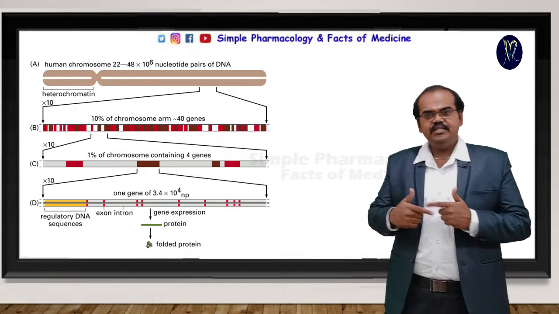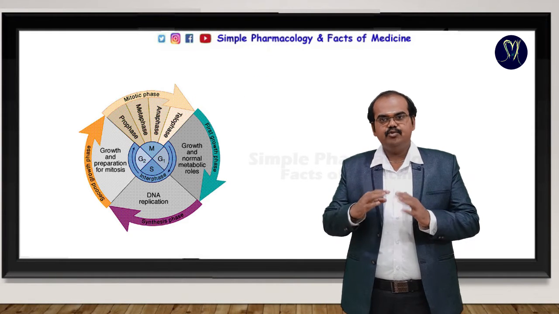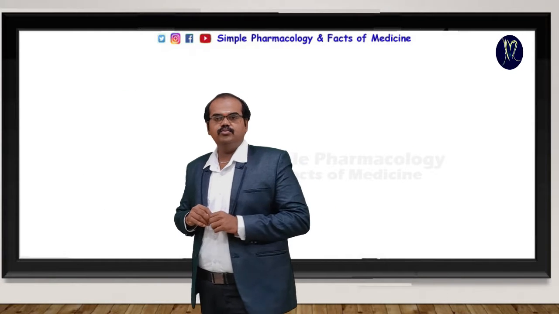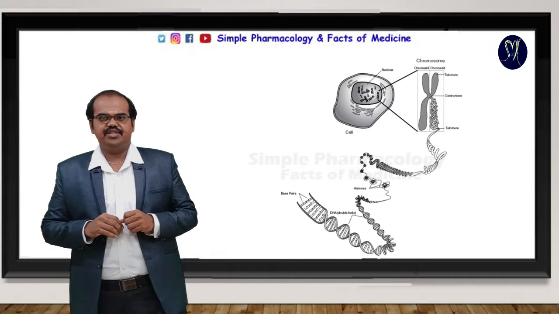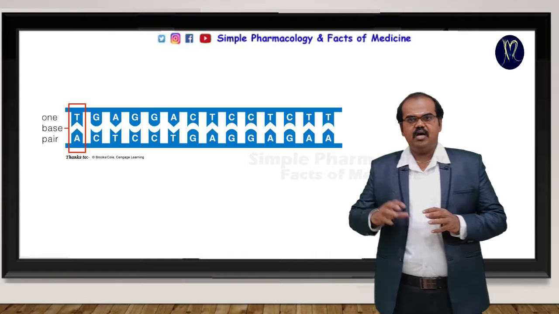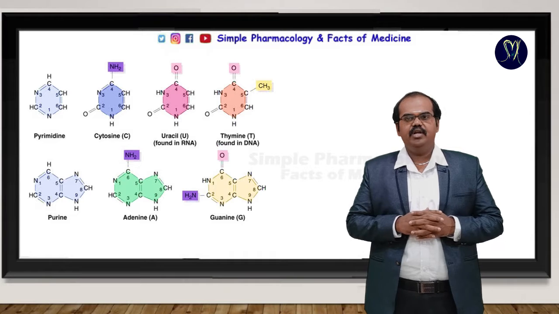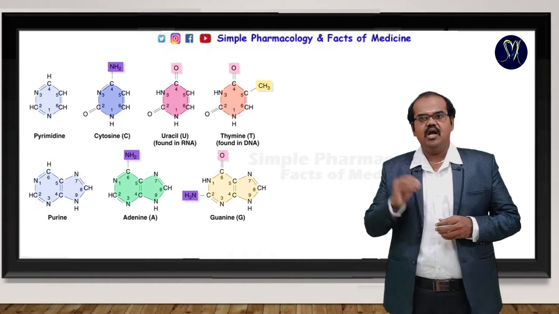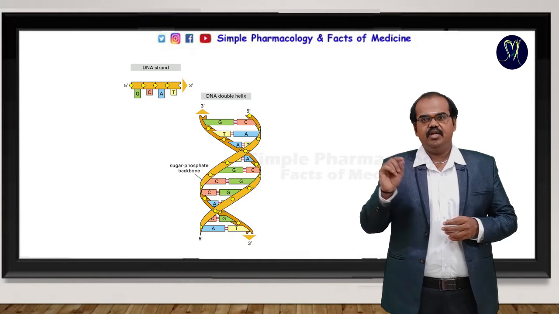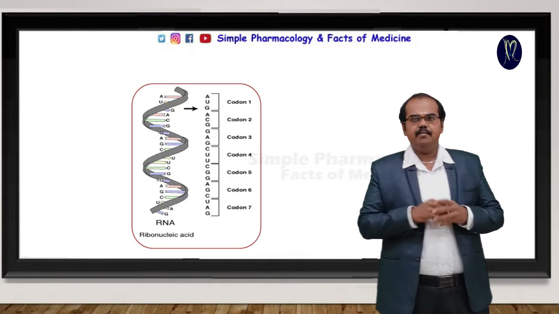That means during the cell cycle, the DNA, that means the chromosomes, also replicate and pass into the next generation cell. The chromosomes are nothing but a DNA chain. The DNA is a sequence of base pairs. The base pairs are majorly divided into two categories: purine derivatives and pyrimidine derivatives. The purine derivatives are adenine and guanine. The pyrimidine derivatives are cytosine, thymine in DNA, and uracil in RNA. So that's the basic thing.